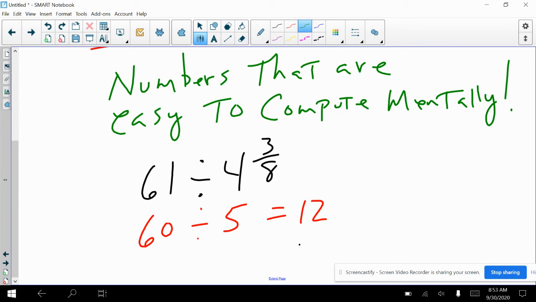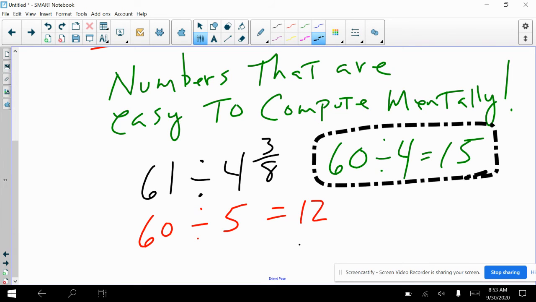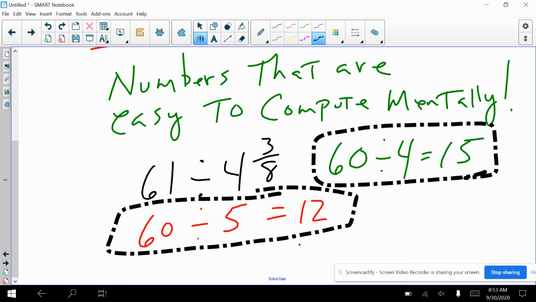Very good. Now let me ask you this. Can you do this? Will that work? Will either one of these work? Yes, and you're both correct. Do you see how they're compatible? Somebody might think of it as 60 divided by 4, you get 15. Fine. Somebody might say 60 divided by 5 because I know those facts better. It gives me 12. That's fine.